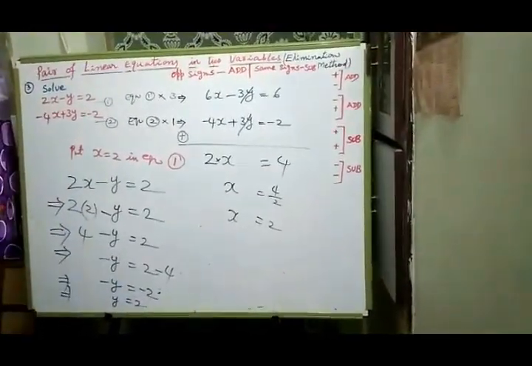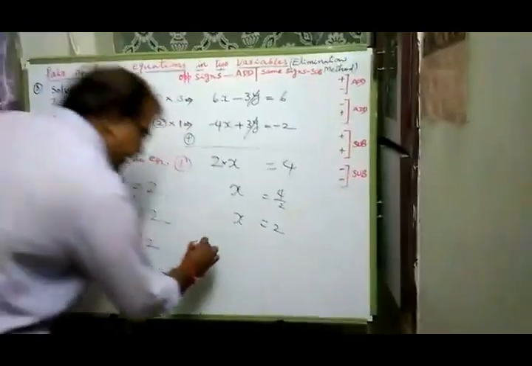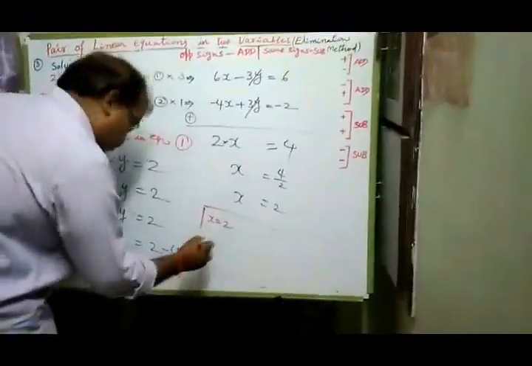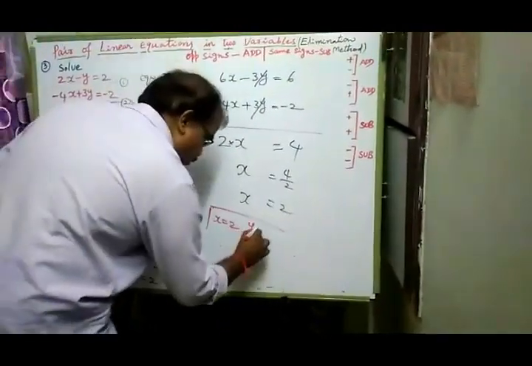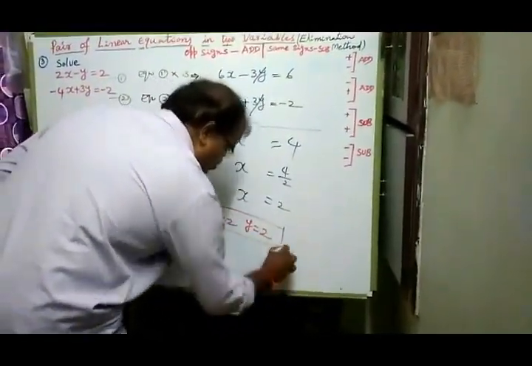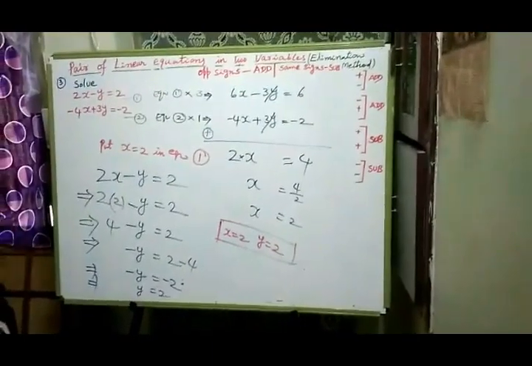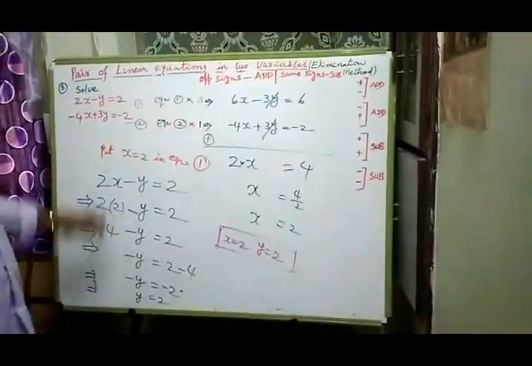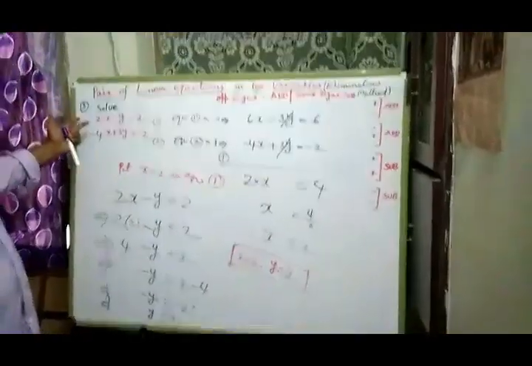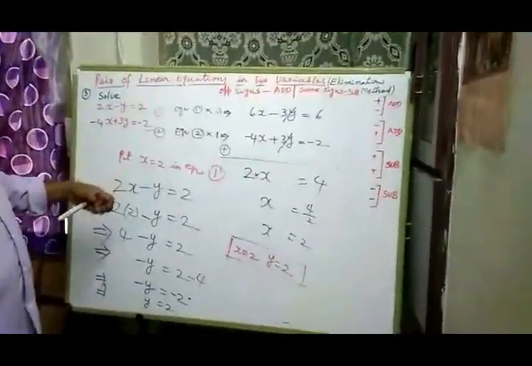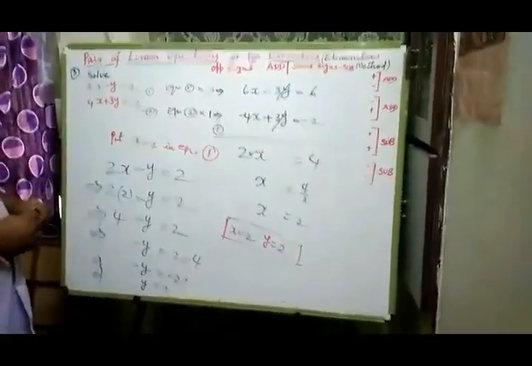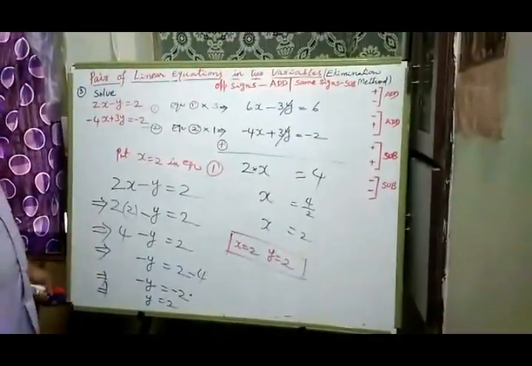Finally, the answer is x is equal to 2, y is equal to 2. If you want, you can substitute in either 1 or 2 to verify whether the solution is correct or not. So that is not required. So this is the third question.